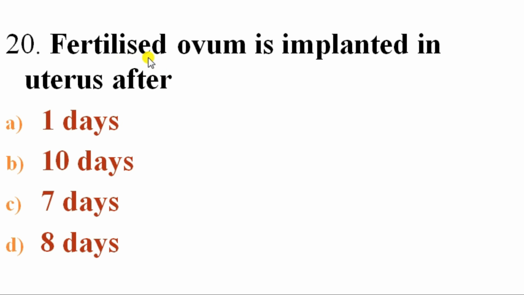Next question. Fertilized ovum is implanted in uterus after. Options: A. 1 day, B. 10 days, C. 7 days, D. 8 days. Answer is C. 7 days. The fertilized ovum is implanted in uterus after 7 days. That is, initially the development of the fertilized ovum occurs in the fallopian tube, that is from first 3 to 7 days, and later its development occurs in the uterine cavity.